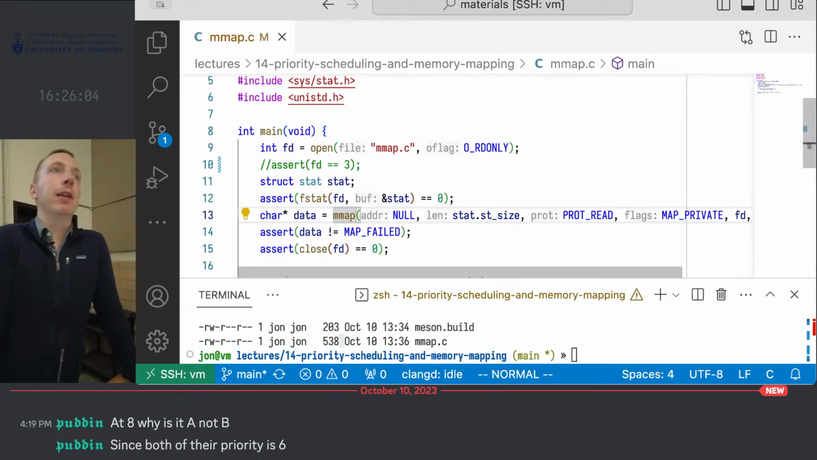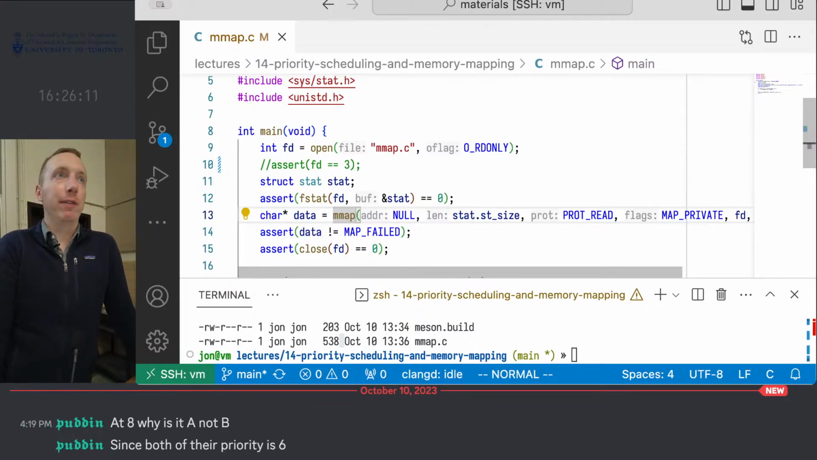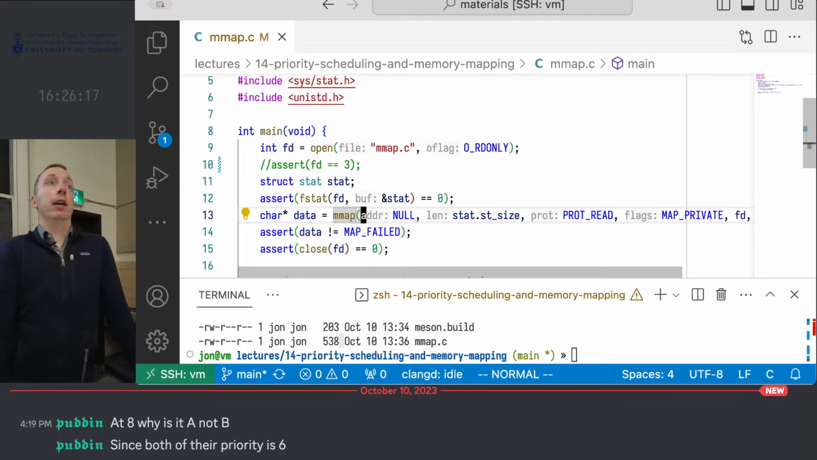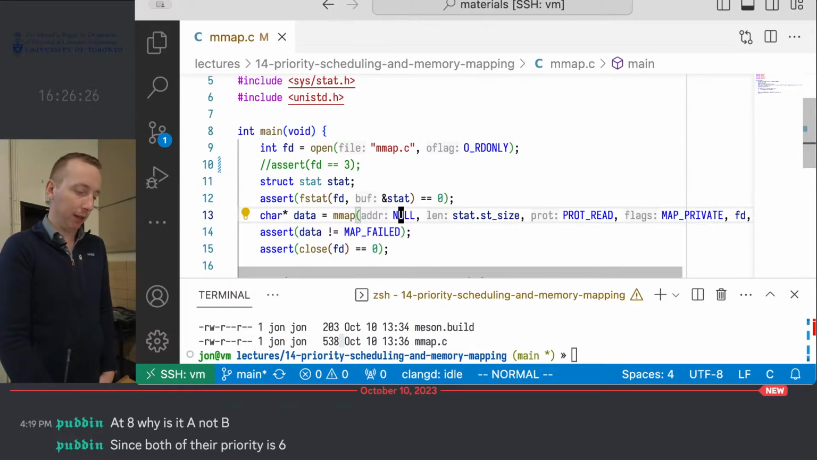The first argument is the address. You are allowed to specify whatever virtual address you want if you are picky about a virtual address and for some reason you want a set address. If you don't care what virtual address you get out of this, you can just set that to null and let the kernel decide. So 99% of the time that will always be null.